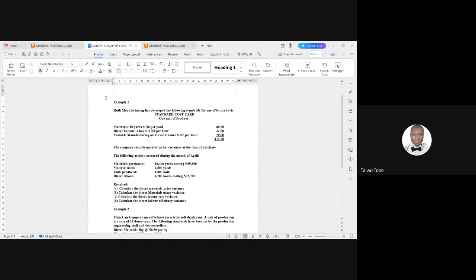Now, if you look at this question, based on actual material purchased 10,400, material used is what? 9,500 yards. You can see 9,500. It's not all you purchased that you used. You purchased 10,400 and you used 9,500. How many units did you produce based on actual? 1,000 units.